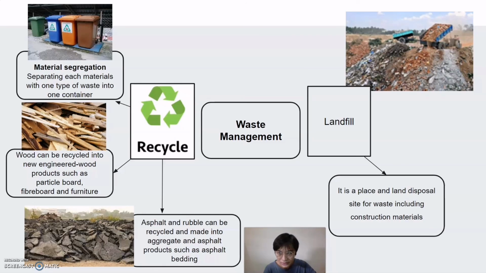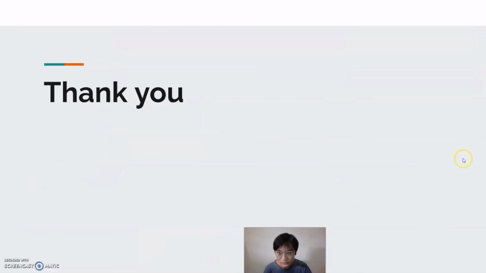Recycle. Material segregation: separating each type of waste material into its own container. Wood can be recycled into new engineered wood products such as particle board, fiberboard, and furniture. Asphalt and rubber can be recycled and made into aggregate and asphalt products such as asphalt bedding. And last, landfill. It is a land disposal site for waste, including construction materials. That's all from us. Thank you.